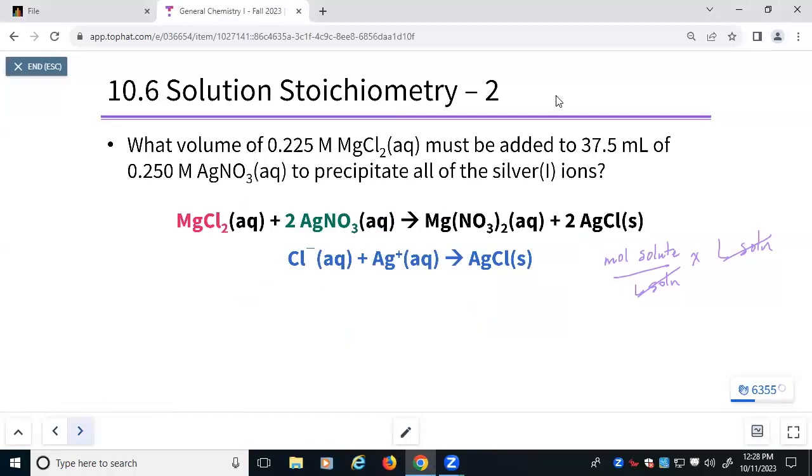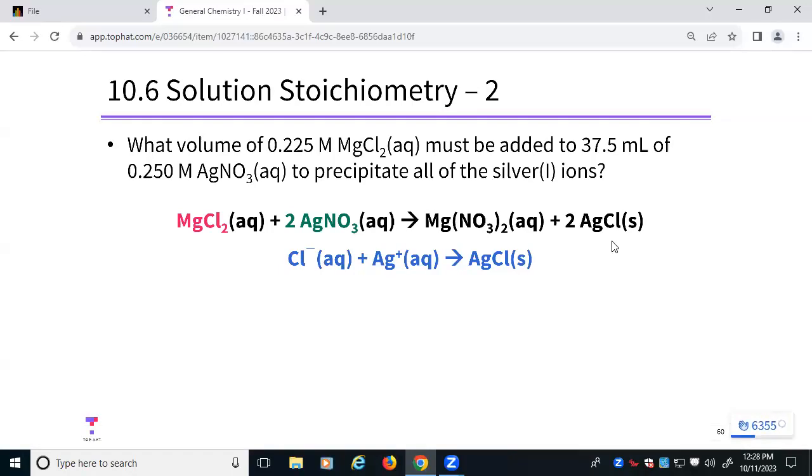So let's take a look at an example here. What is the volume of a 0.225 molar magnesium chloride solution that needs to be added to 37.5 milliliters of 0.250 molar silver nitrate in order to precipitate all of the silver 1 ions? Okay, there's a whole lot of junk in that problem here. Let's try to break it down to what is actually being asked of us.